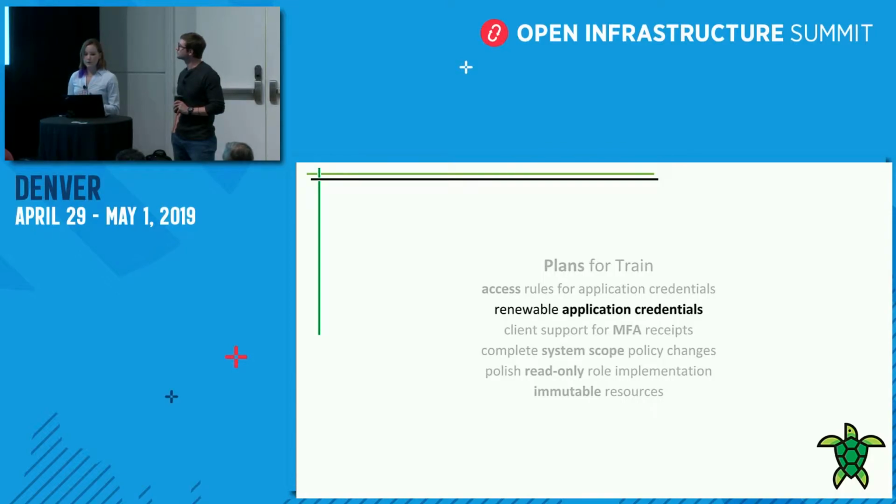We also want to be creating something called renewable application credentials, which is going to be a way for federated users who have group-only role assignments to be able to delegate those role assignments in a secure way so that the application credentials don't persist after the federated user has been removed from their identity provider or after they lose those role assignments through that group. So that's going to be a huge usability boost for federated users and for edge use cases.